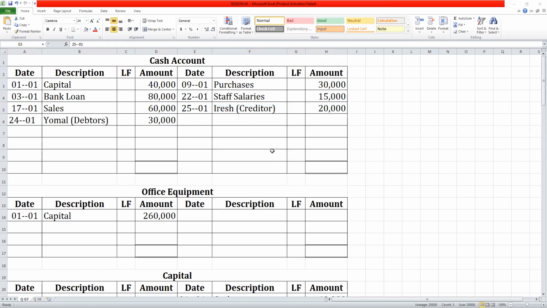Next one, again, we have settled an expense. Office rent. A payment, right? We pay with money, don't we? Then credit the cash account. It's a payment: office rent. How much have we paid? 5,000. Credit the cash account.